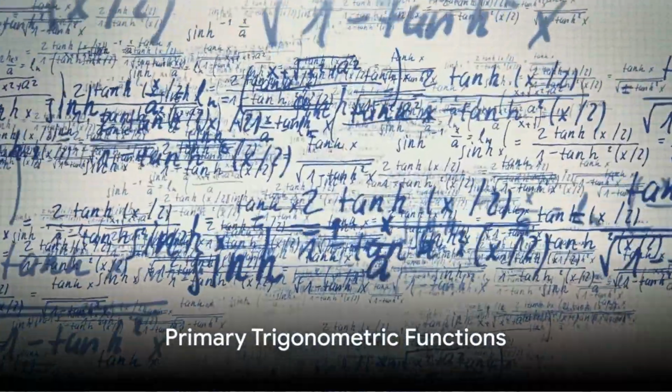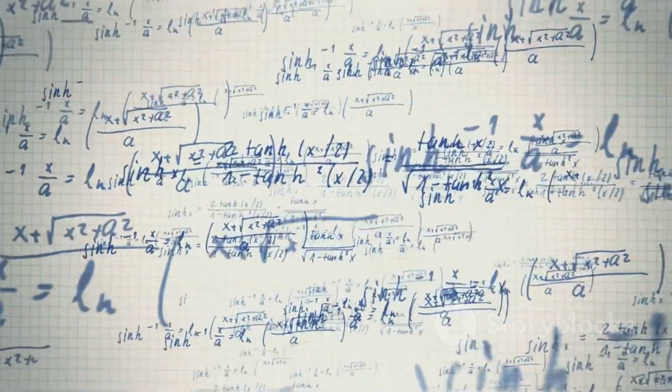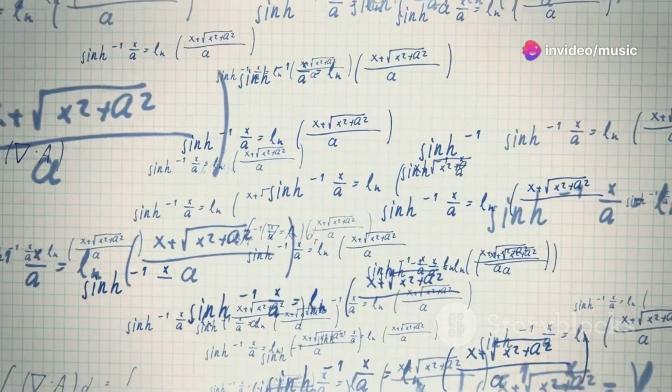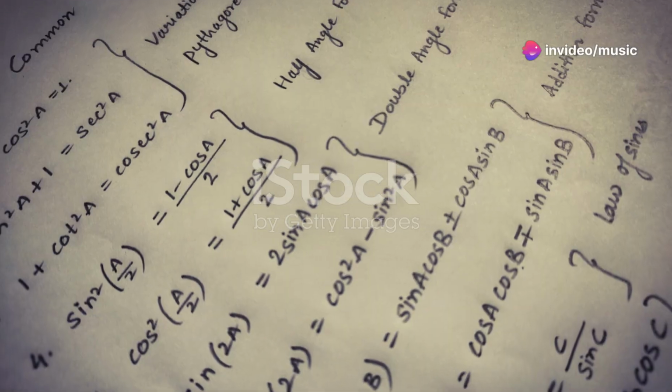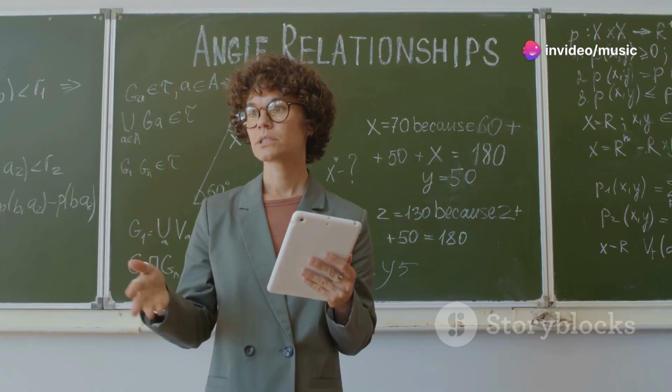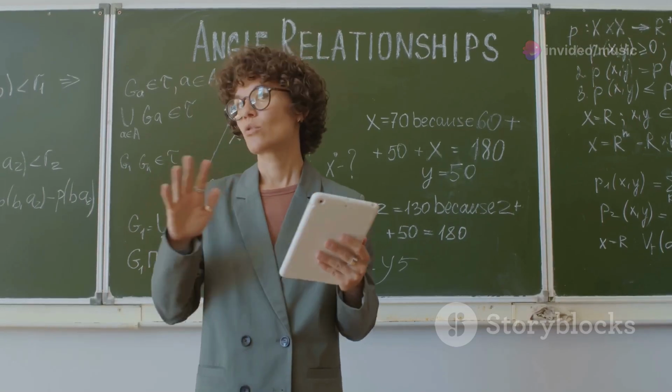In trigonometry, we have 6 primary functions: sine, cosine, tangent, cosecant, secant, and cotangent. These functions, when related to each other, form identities. Let's begin with the simplest and most fundamental ones, the reciprocal identities.